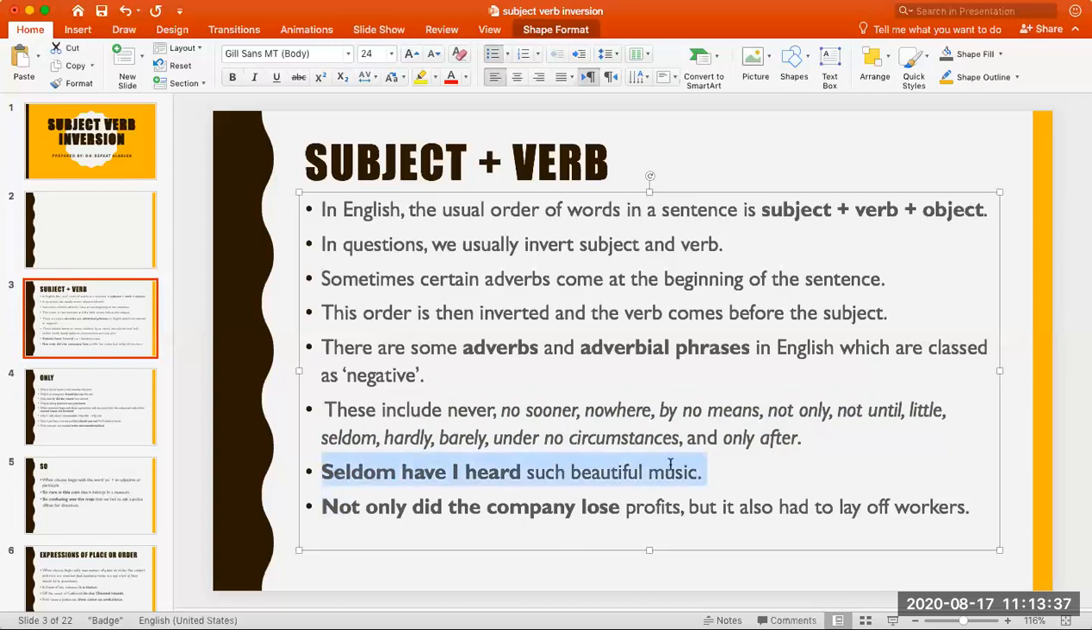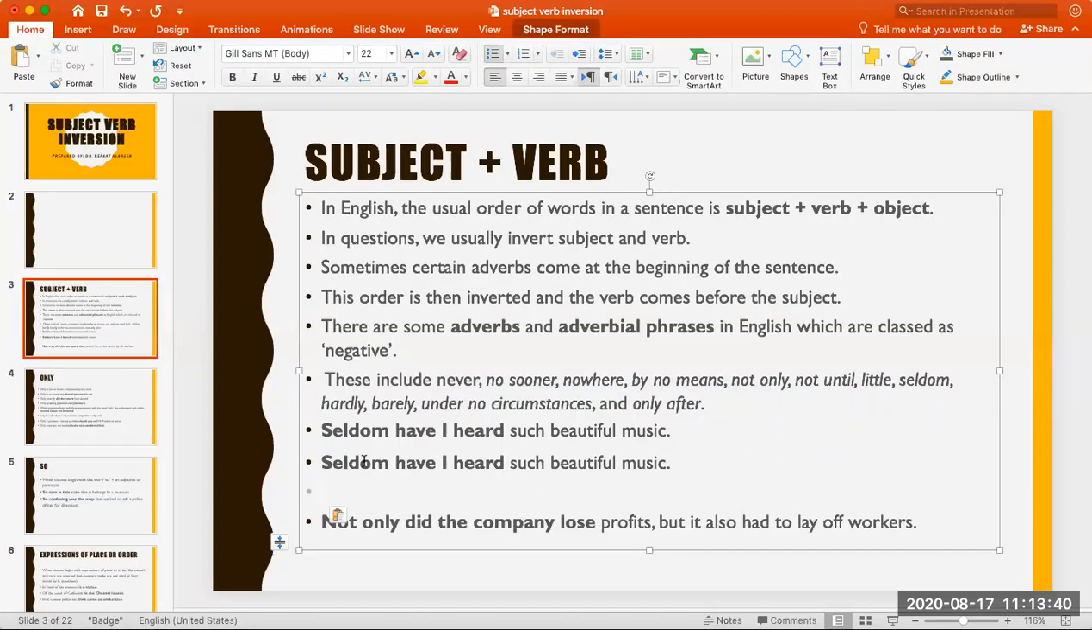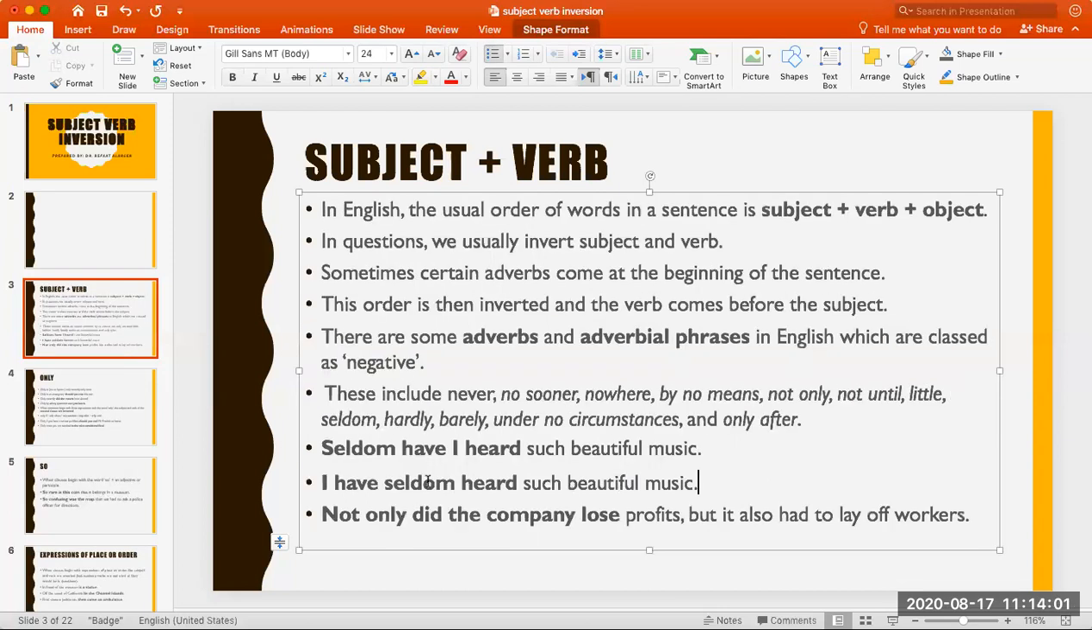Originally, the sentence was, I haven't heard such beautiful music. I have seldom heard such beautiful music. I've never heard such beautiful music. But with seldom in this position, this too is a beautiful sentence, by the way, because the word seldom is seldom used. So if you begin the clause with seldom, you invert the subject and the verb. Whatever the subject and verb, you invert them.